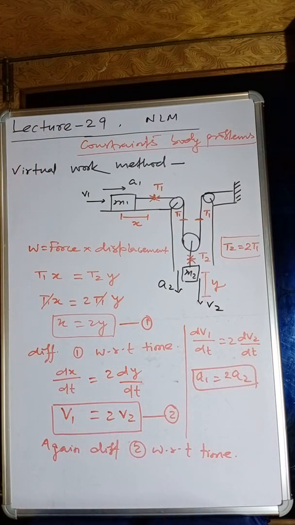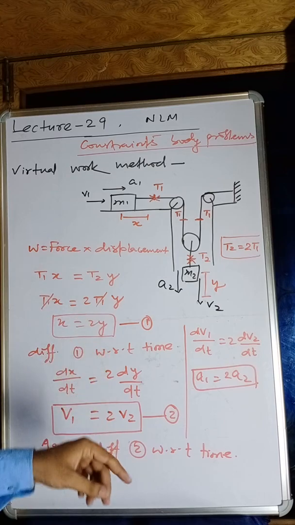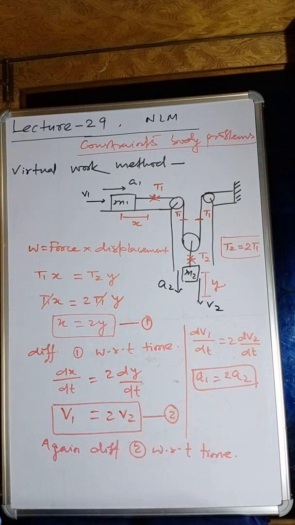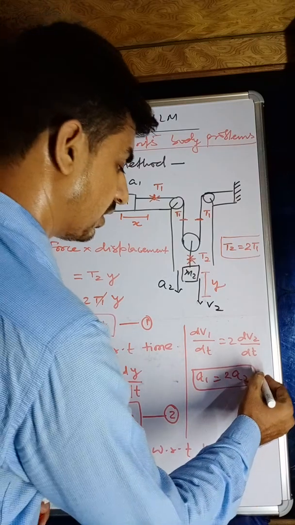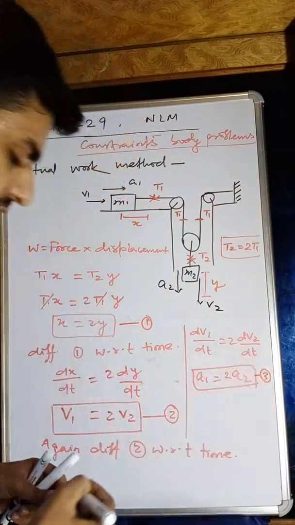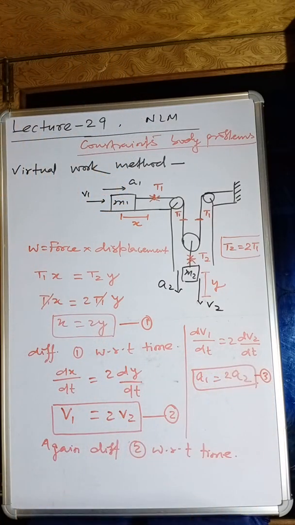Okay. So in this way we got all the relations here: the relation between position, the relation between velocity, and the relation between acceleration. This will be your third equation. Kindly note it down in your copy. This one is very important.